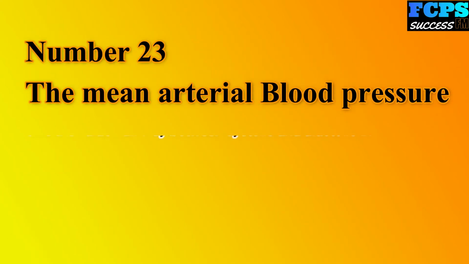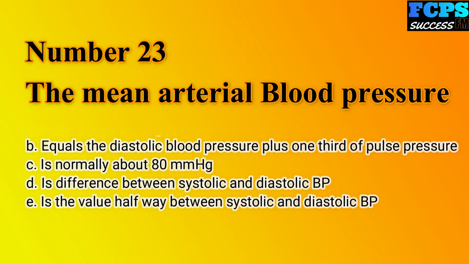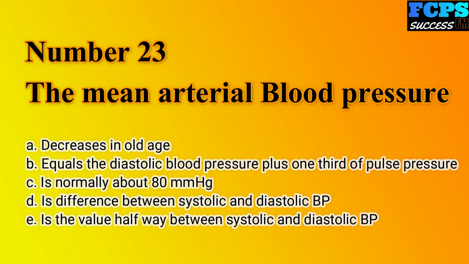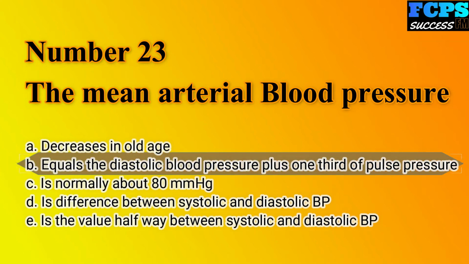Number 23. The mean arterial blood pressure: A. Decreases in old age. B. Equals the diastolic blood pressure plus 1/3 of pulse pressure. C. Is normally about 80 mmHg. D. Is difference between systolic and diastolic BP. E. Is the value halfway between systolic and diastolic BP. Correct is equals the diastolic BP plus 1/3 of pulse pressure.